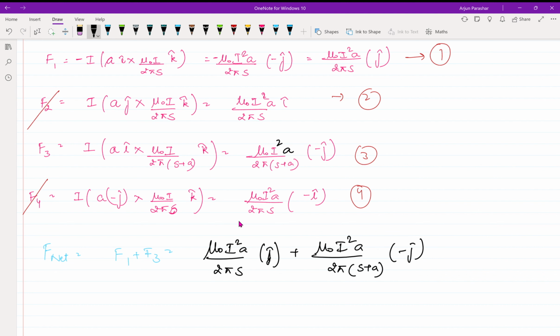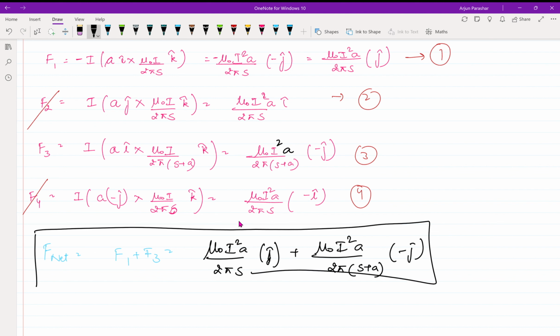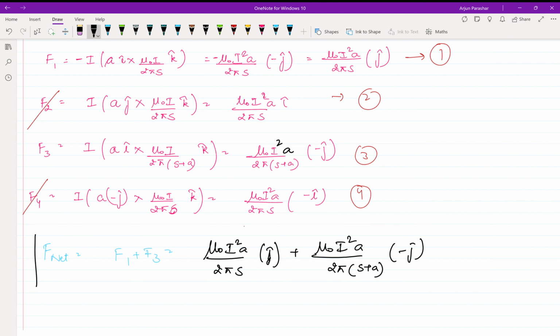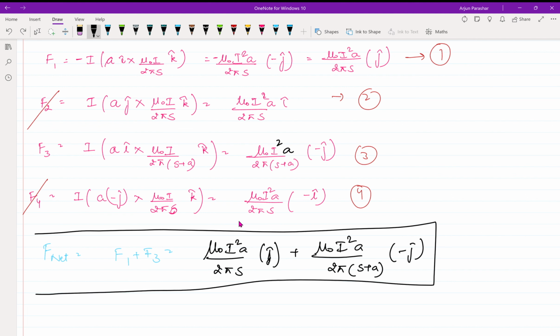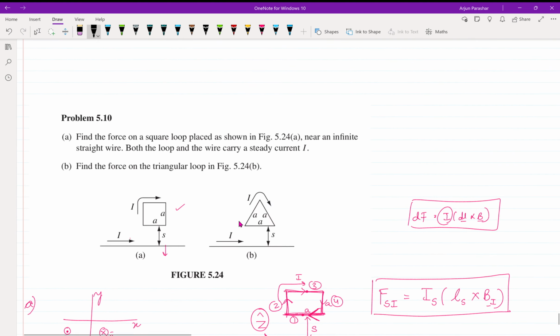So this is the net force acting on the square loop of side a, which is due to the infinite length of wire. So that's the part number A.